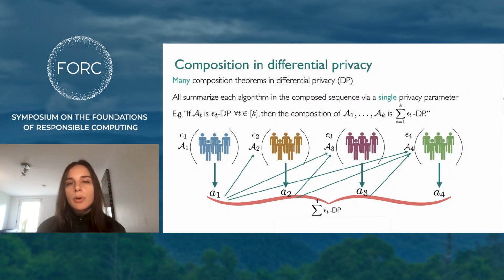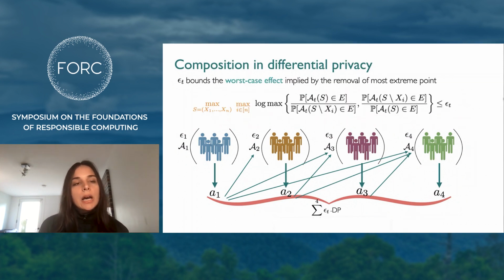But note that this approach is implicitly ignoring any difference between individuals in the analyzed data set. And specifically what I mean by that is epsilon_t bounds the worst case effect implied by the removal of the most extreme hypothetical point. So in particular, the privacy loss divergence is bounded by epsilon_t for any possible hypothetical data set S and for any possible hypothetical individual that we could remove from this data set.